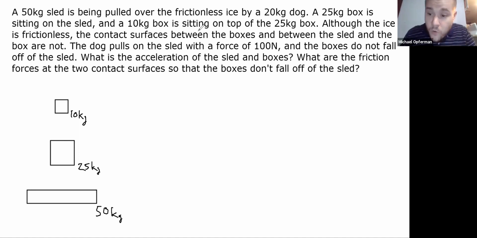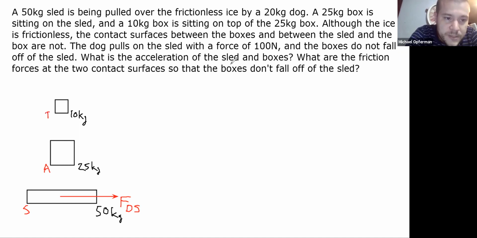Anyway, what are the horizontal forces acting on the system here? The first and most obvious one is, it says in the question that the dog is pulling on the sled. The bottom one is the sled here. So let's say the dog is pulling it in this direction. Let me label the forces using the system I mentioned in the last video. This is the force of the dog on the sled, so I'll make it FDS. And this here is going to be the sled. I'll call this box A, and I'll call this box B for labeling purposes.